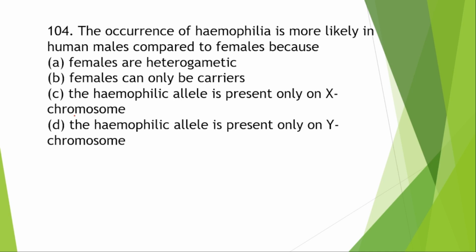104. The occurrence of hemophilia is more likely in human males compared to females because females are heterogametic. Females can only be carriers. The hemophilic allele is present only on the X chromosome. The hemophilic allele is present only on the Y chromosome. So here the right option is option C. The hemophilic allele is present only on the X chromosome.